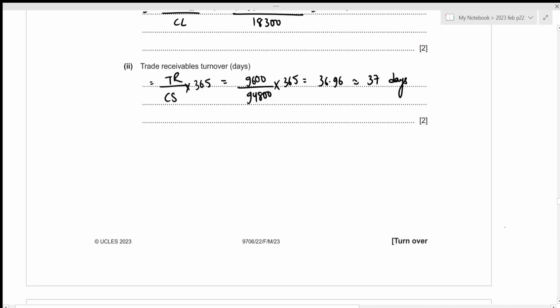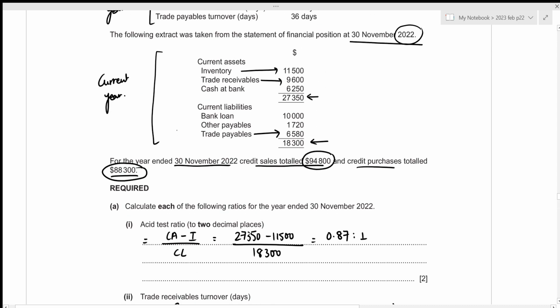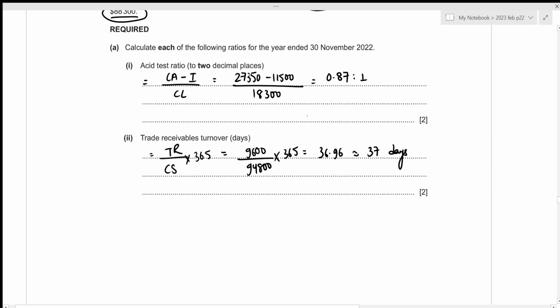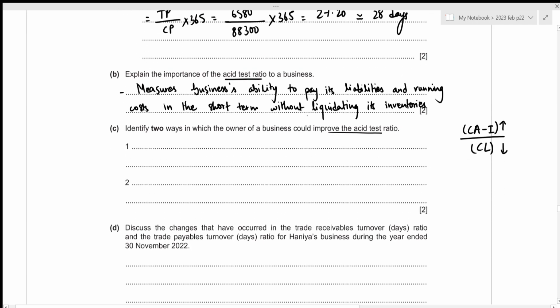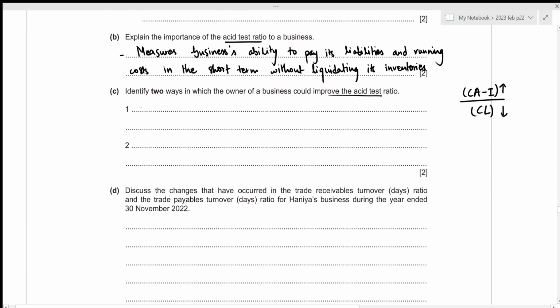So let's have a look at our current liabilities section. We're given bank loan. Instead of taking bank loan as a current liability, if we were to take a non-current liability, then our current liabilities would have been reduced by 10,000, which would have improved our asset test ratio. So the very first way to improve our asset test ratio would be to borrow more long term.